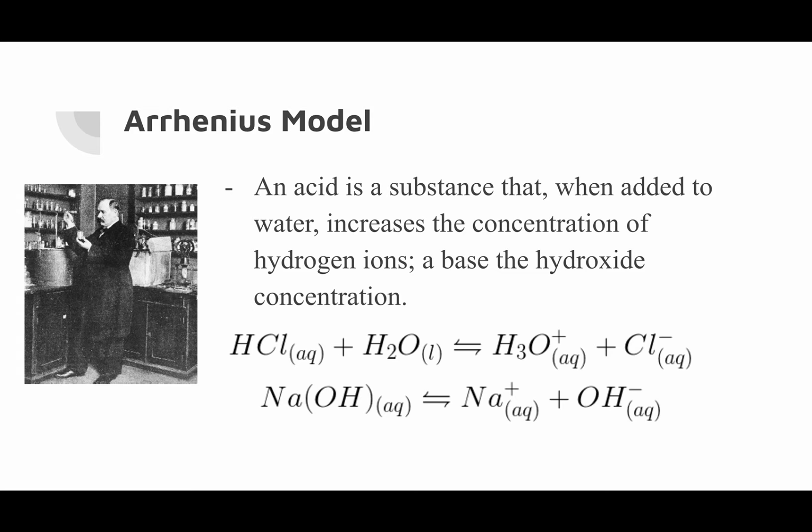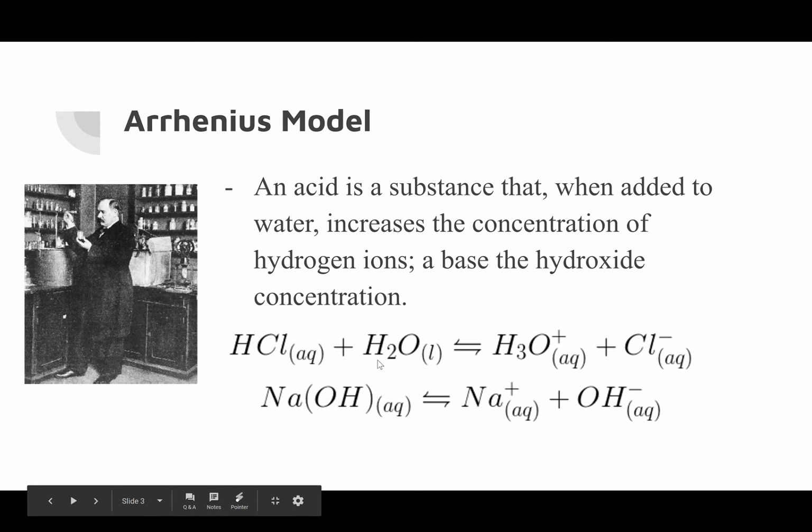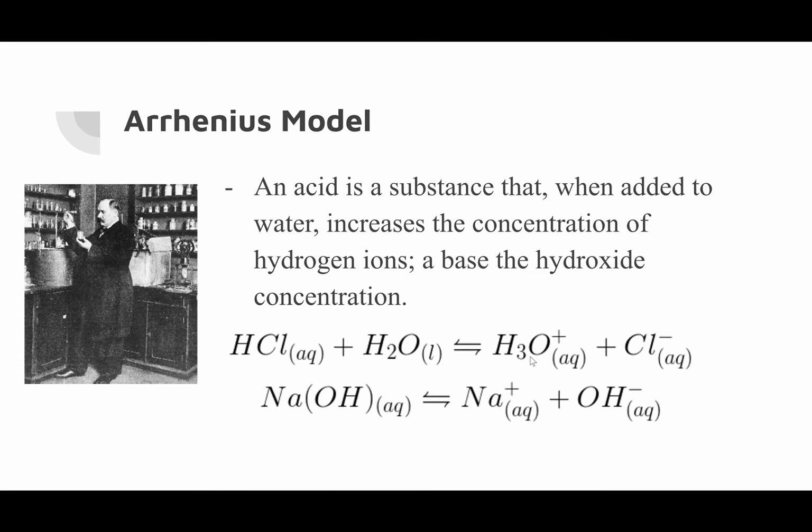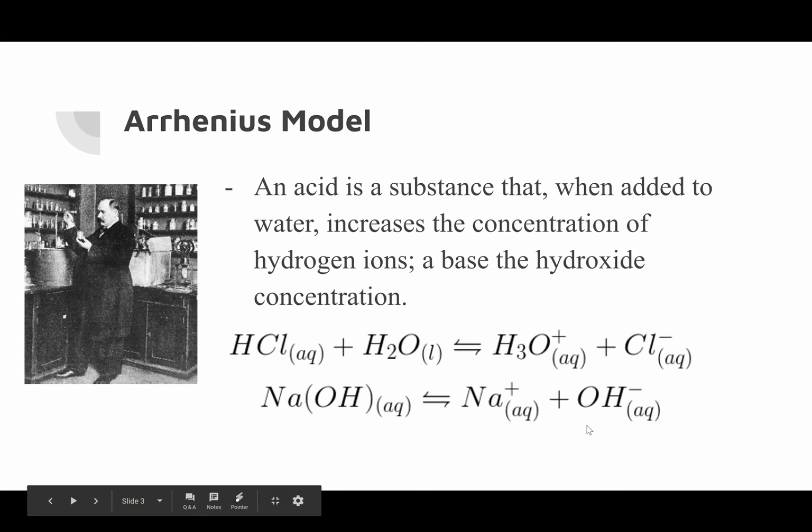And so an example of an Arrhenius acid may be hydrochloric acid, right? So when you add hydrochloric acid to water, you form hydrogen ion, which is really hydronium ion. So you increase the hydronium ion, and therefore it's an acid. And an Arrhenius base may be sodium hydroxide, because when you add sodium hydroxide to water, it dissociates into sodium ions and hydroxide ions, and so you pump up the hydroxide ion concentration.